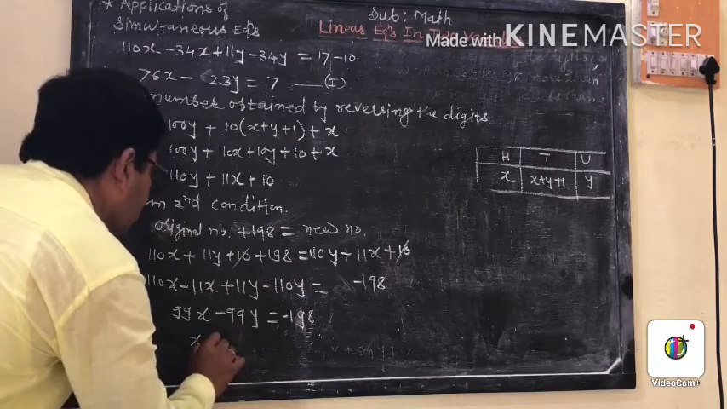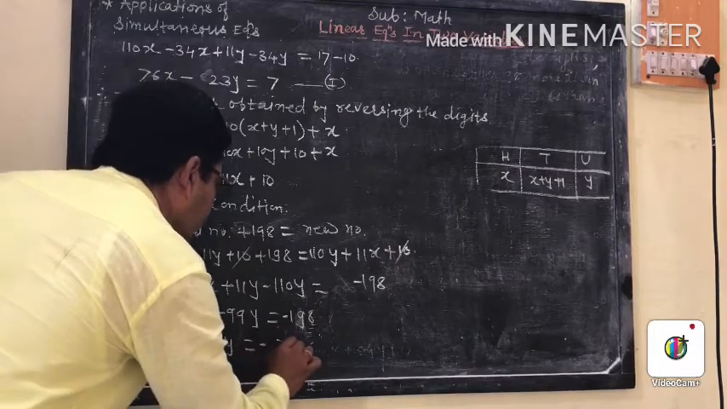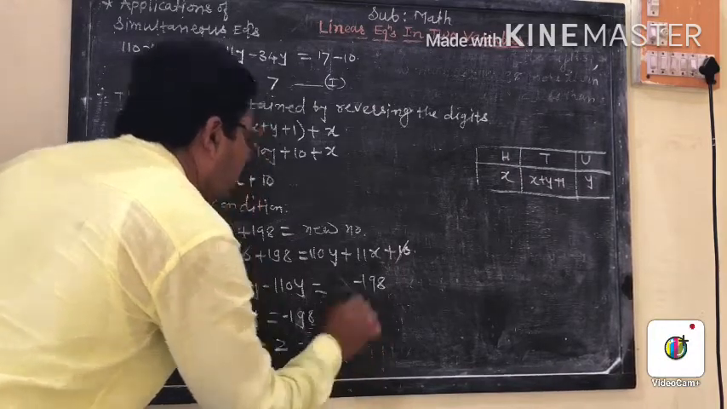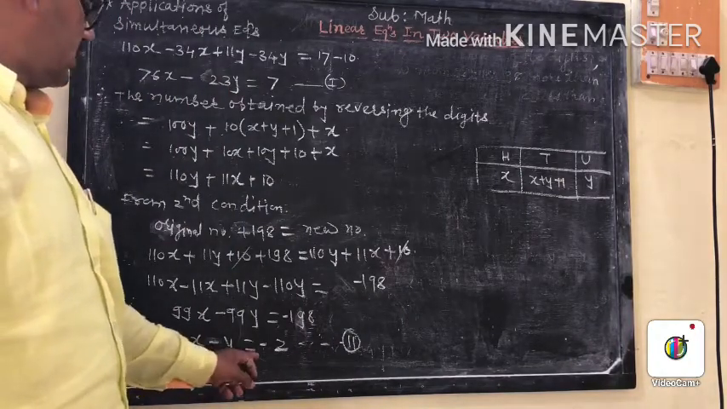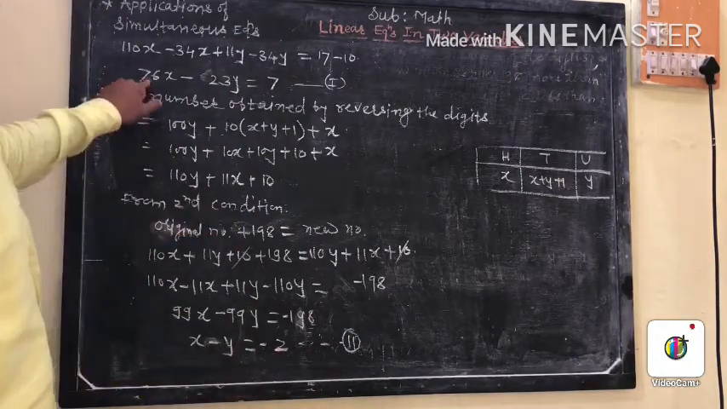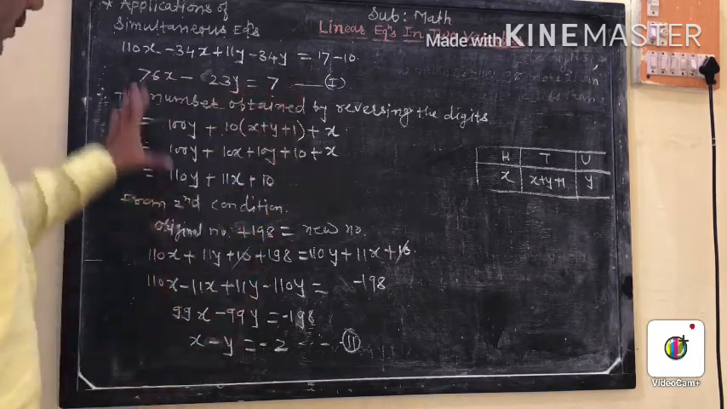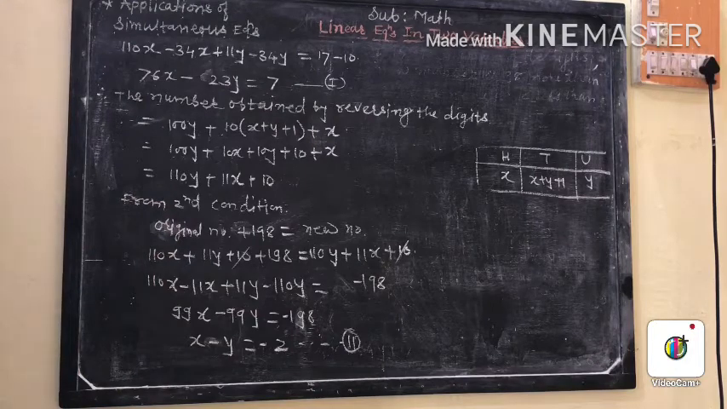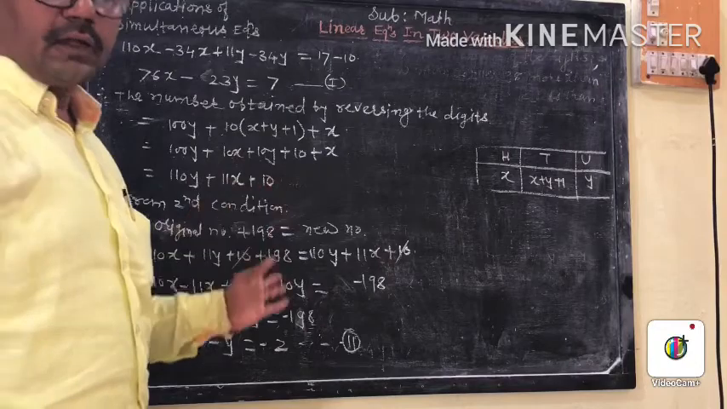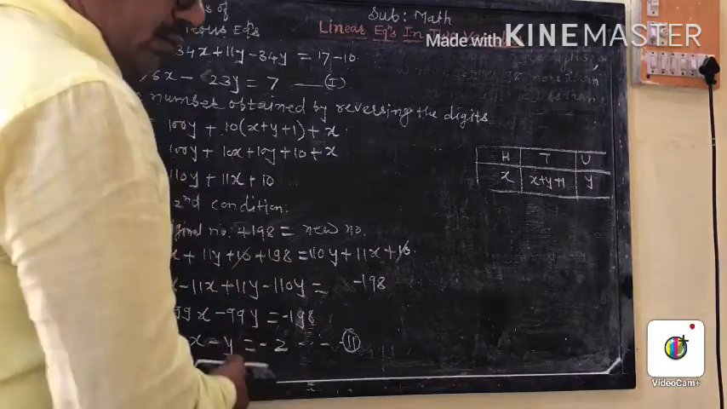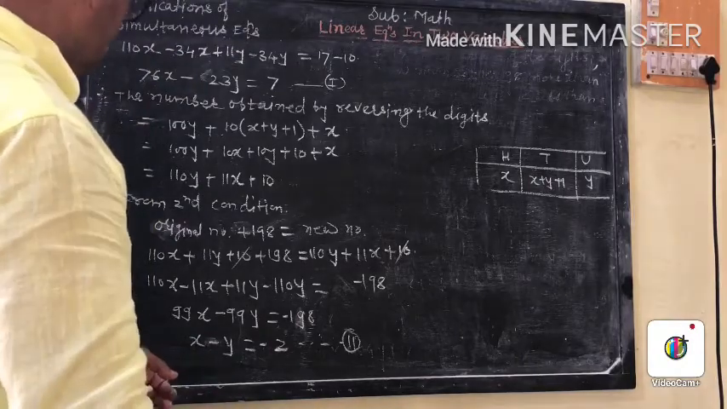x minus y is equal to minus 2. This is the second equation. Now you get the two equations: x minus y is equal to minus 2, and the first equation is 76x minus 23y is equal to 7. From these two equations, we solve them simultaneously, or by the determinant method also, or a substitution method also.